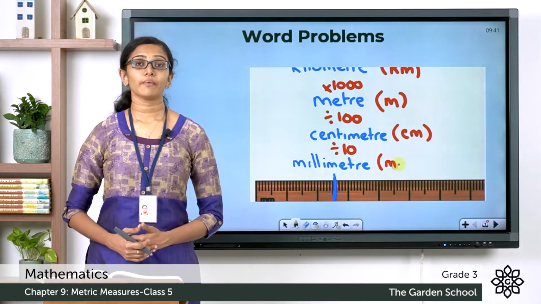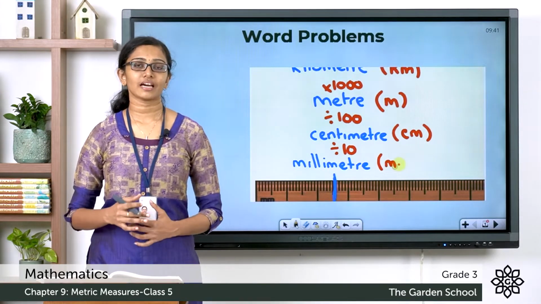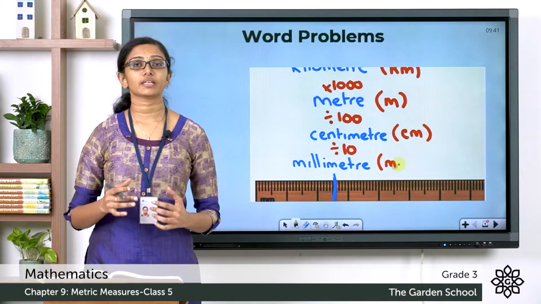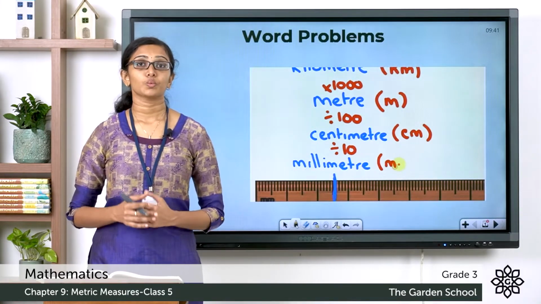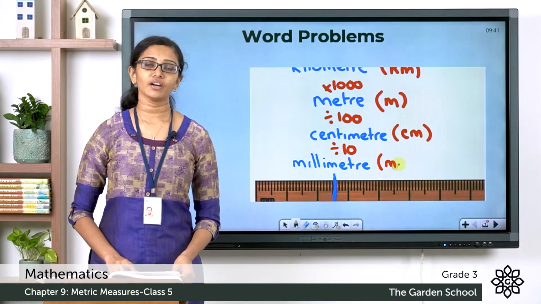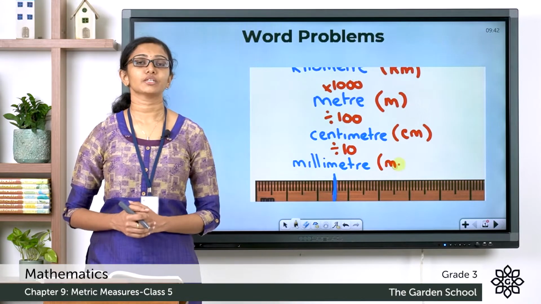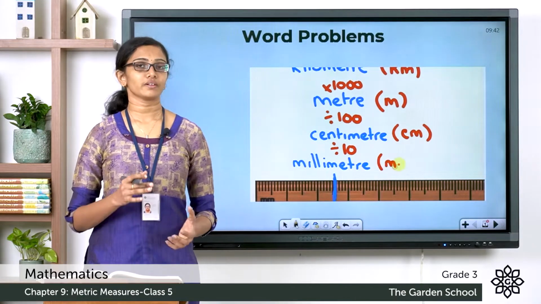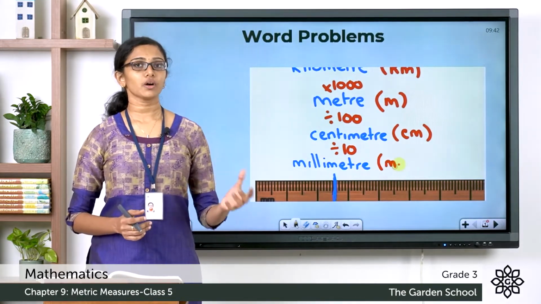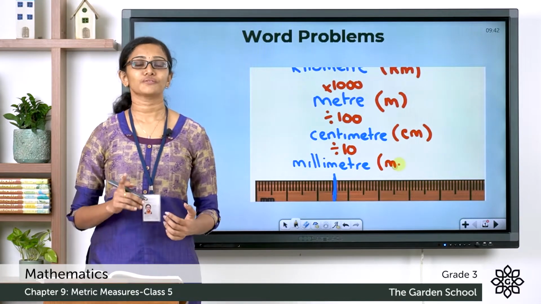So we have been learning about measurements. Today we'll see a few word problems that involve calculations with measurements of length. We'll see the word problems from exercise 9.3 in your textbook. So all of you please turn to page number 122 in your textbook, and I hope you have your notebook with you. You may note down the questions and the answers in your notebook. So let's move on to the first question.